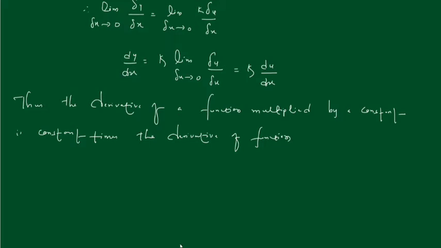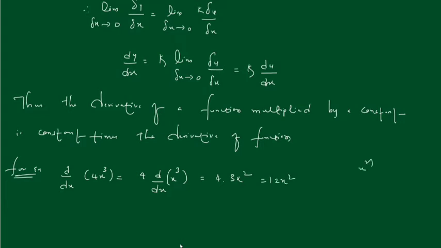So let's see, for example, d by dx of 4x cube, which is equal to 4 keep outside, d by dx of x cube, so which is equal to 4 into 3x square, that is 12x square, using d by dx of x to the power n is n into x to the power of n minus 1.